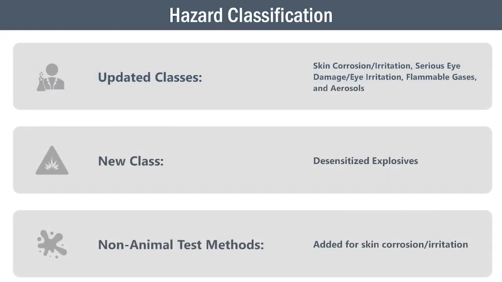We said that the hazard classification, and this is again in writing an SDS, they've updated the classes for skin corrosion and irritation, serious eye damage and eye irritation, flammable gases and aerosols. They added the new class of desensitized explosives and they've added non-animal test methods for corrosion and irritation.